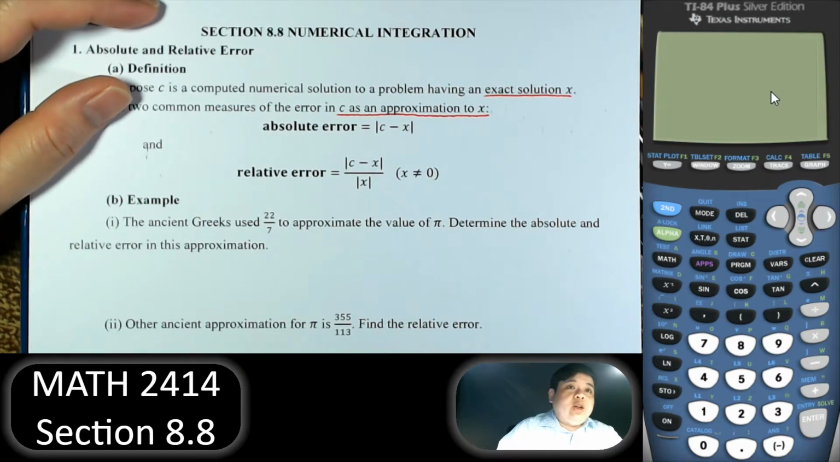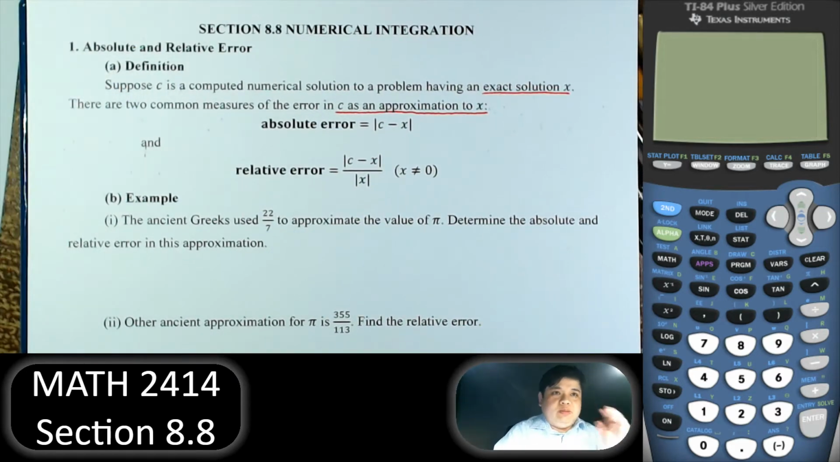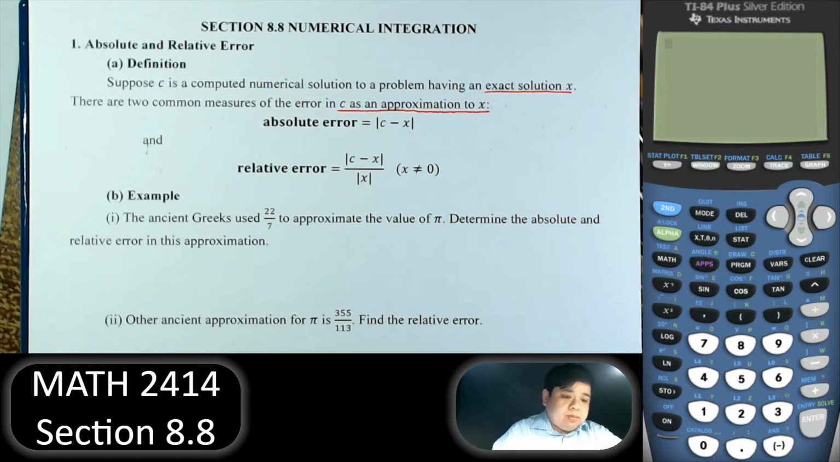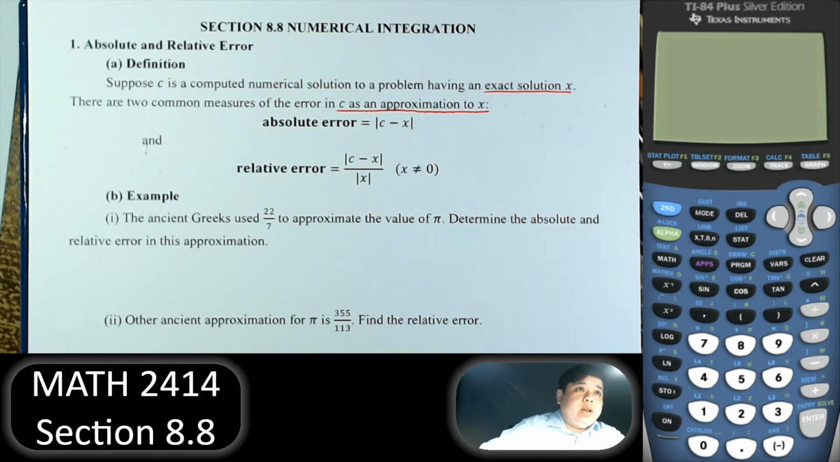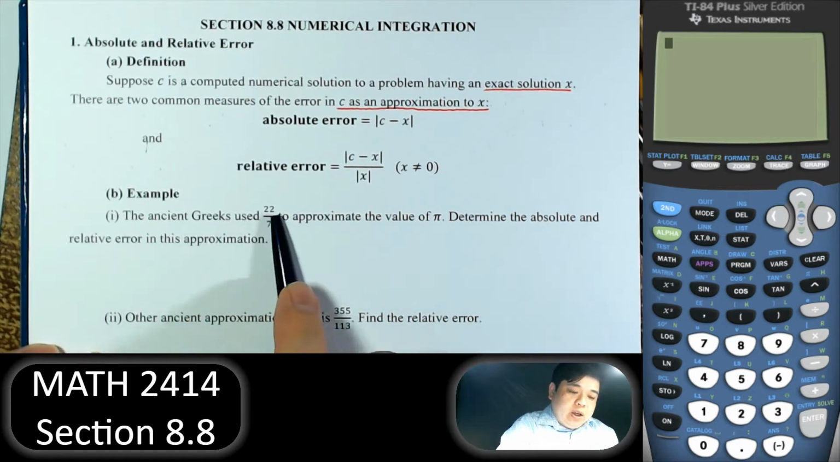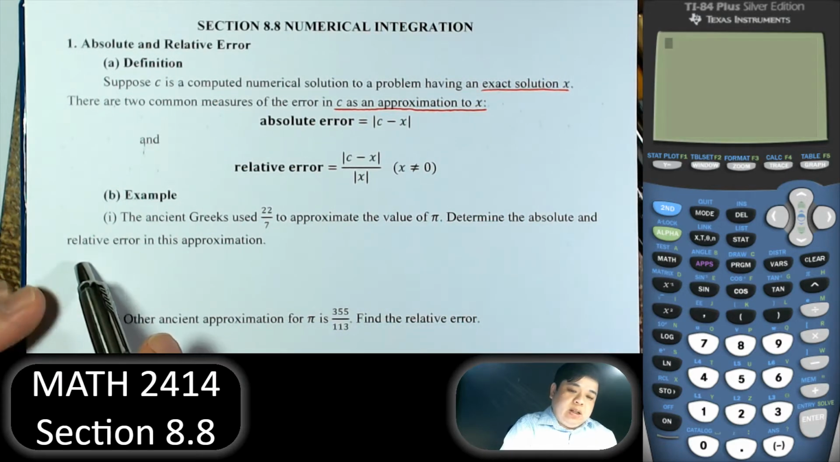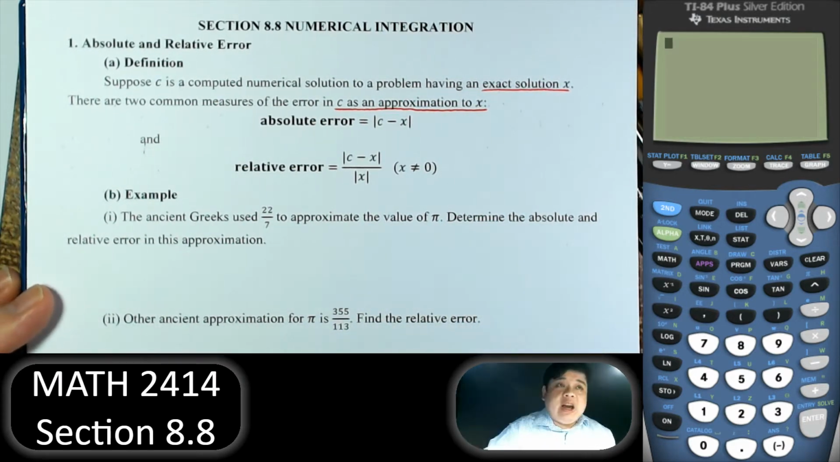By the way, in this section we use a calculator a lot, so make sure you have that ready. I'm going to use the TI-84 because I think it's easy to do what we do here. Right, so the ancient Greeks used 22/7 to approximate the value of pi. Determine the absolute and relative error.